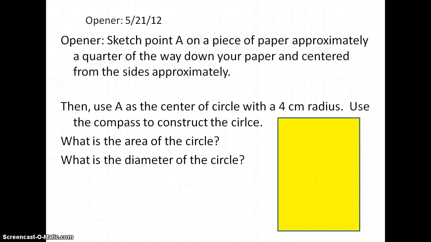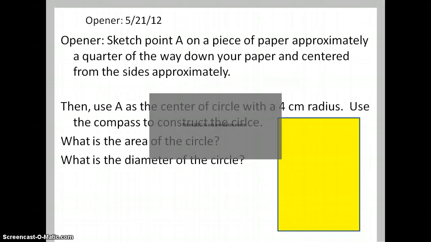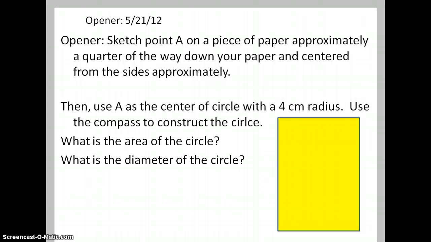Now I'm going to walk you through the activity, which starts with the opener. Sketch a point A, and you'll want to put it about 5 centimeters from the top of the paper. Use A as the center of a circle with 4 centimeter radius, so you'll need a compass and 4 centimeters.